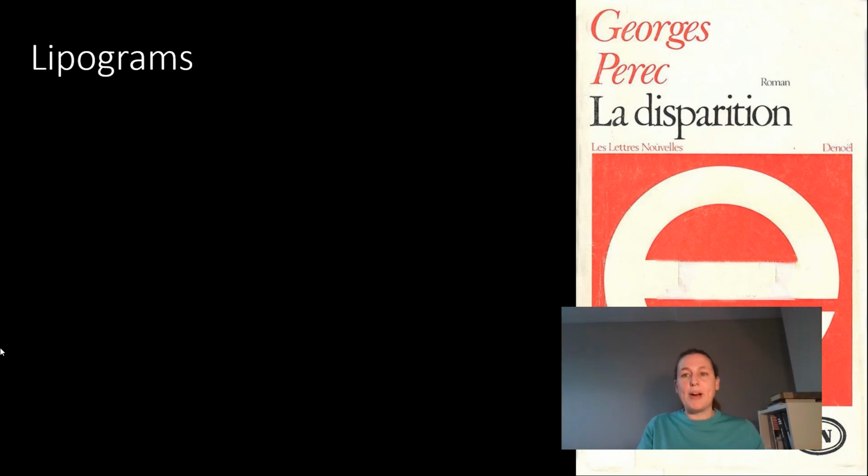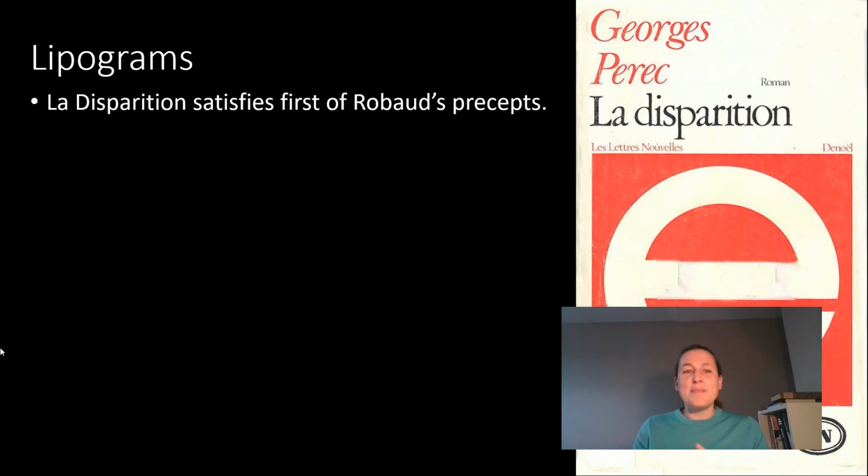But first up, lipograms. Now, this book, La Disparition, satisfies the first of Roubaud's precepts because it is about the disappearance of the letter E, as well as not having any letter E's in it. So that's very nice. And I think that puts it above some of the other attempts to write fiction without particular letters, which in fact had been done earlier in 1927. There was a book called Gadsby, which does not have any E's, but it doesn't quite reach these heights.